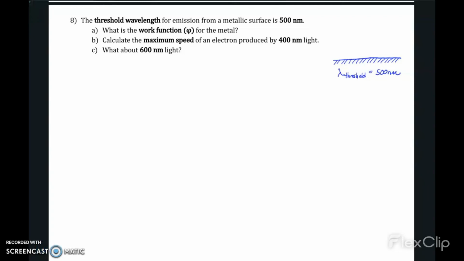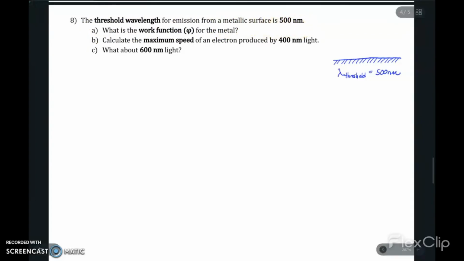I'm going to be talking about another photoelectric effect problem. This one's a little different than the last one that I went through, but it uses all the exact same concepts. To start this off, note that we are told as our first statement of this problem that the threshold wavelength for emission from a metallic surface is 500 nanometers.